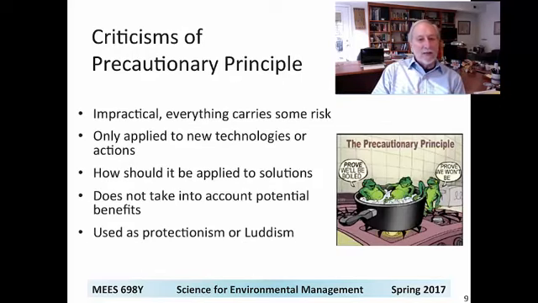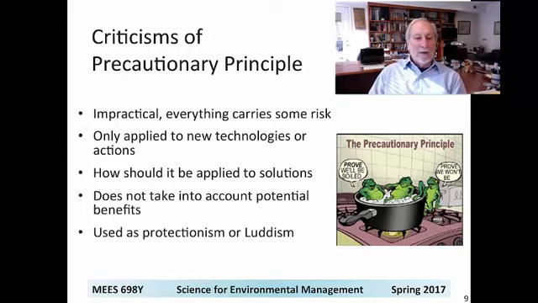So this approach has been criticized as impractical. Everything requires some risk. When I cross the street, I judge the speed and direction of the oncoming traffic and have some reasonable assurance that I can make it, but it's not guaranteed. It has generally been applied only to new technologies or actions. So how can it be applied to solutions? In work I do down in the Mississippi Delta, river diversions, diverting water back into the bays, estuaries and wetlands, are seen as a really critical element of the solution. But there's a risk to endangered, or threatened, I should say, local marine mammal populations.